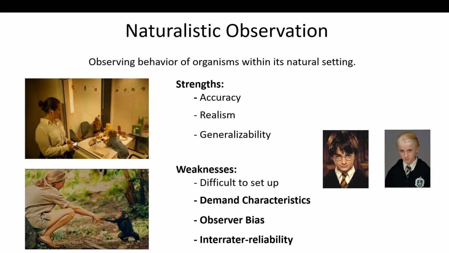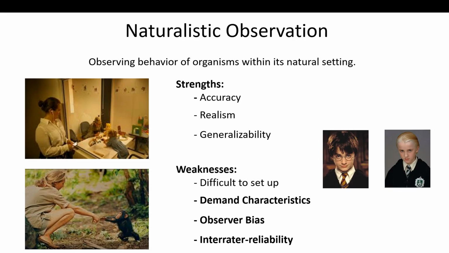And lastly, there is inter-rater reliability, which means that there should be multiple observers coding behavior in order to have consistency among the observations. The more people who are involved and who are observing the behavior limits the chance that there might be observer bias.